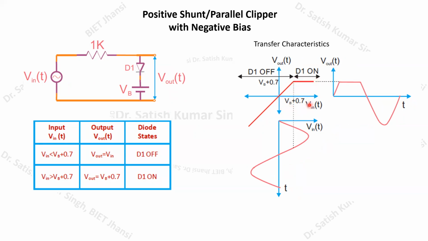So beyond VB plus 0.7 volt, this diode will start conducting, and after that, because it will be in the on state, this voltage will remain 0.7. Therefore, whenever the input is greater than this VB plus 0.7 volt, whatever the input value, the output will remain at VB plus 0.7. It will not increase further.